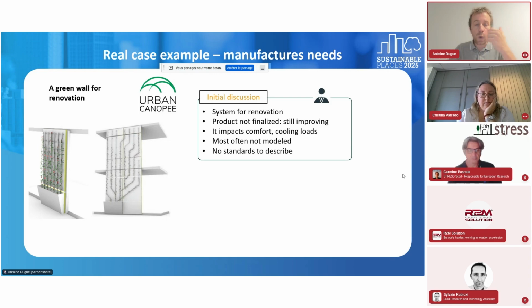When discussing with Urban Canopy, the startup developing the system, there was an initial discussion. They presented a system that was not finalized, still working on the design, but also wondering and having lots of questions. Does it impact comfort, internal, external? Will it impact cooling loads? How can we integrate that into business-as-usual energy models of buildings? Because there are no standards that could describe such a solution.